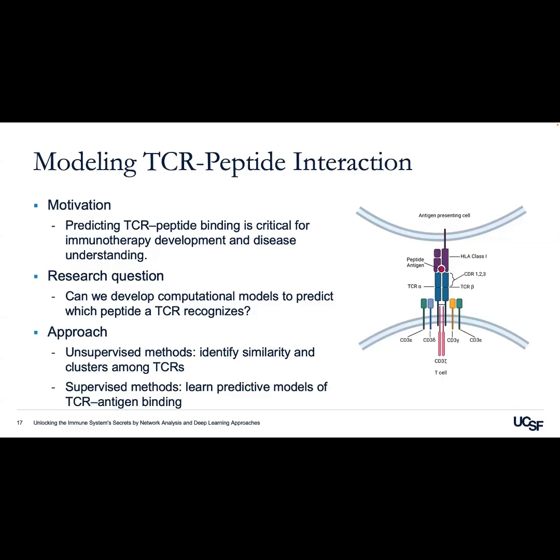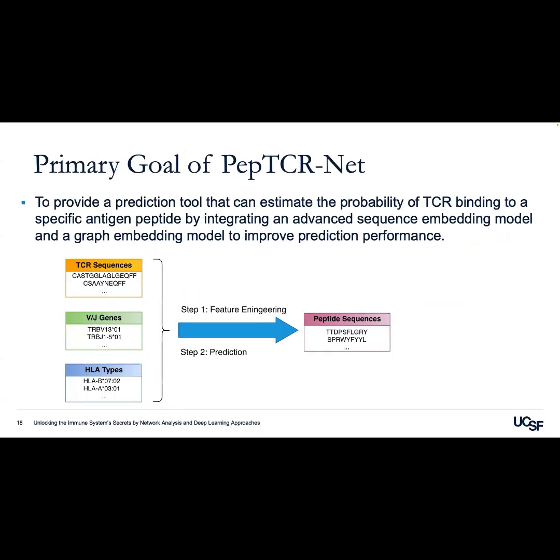We can consider the network analysis, which is based on sequence similarity and is more of an unsupervised way to identify whether TCRs recognize antigens. Now we want to build a supervised method to learn a prediction model.